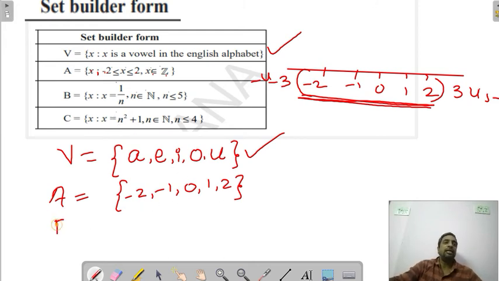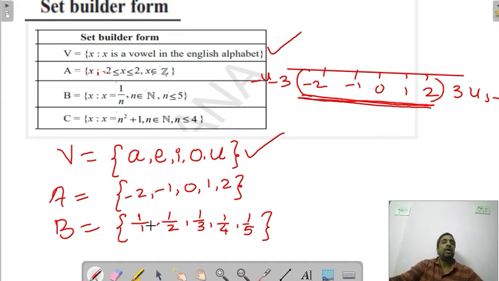Now coming to the next one. x such that x is the element. How should it be? 1 by n in the form of a fraction: numerator is 1 and denominator is n. n should be how much? n belongs to N, natural numbers, but the natural number should be less than or equal to 5 only. Means 1 to 5 only: 1 by 1, 1 by 2, 1 by 3, 1 by 4, 1 by 5.